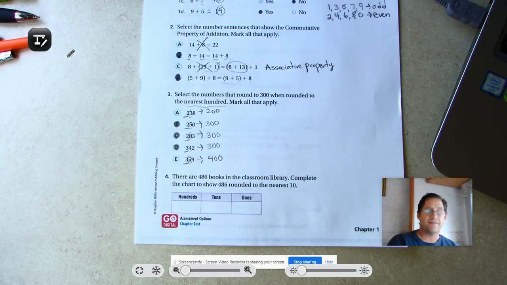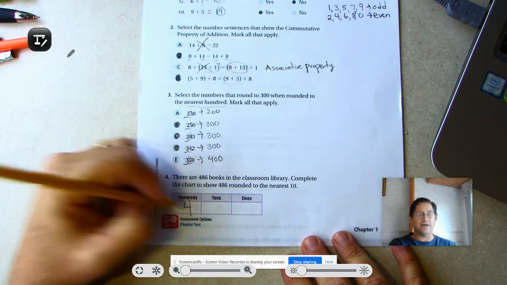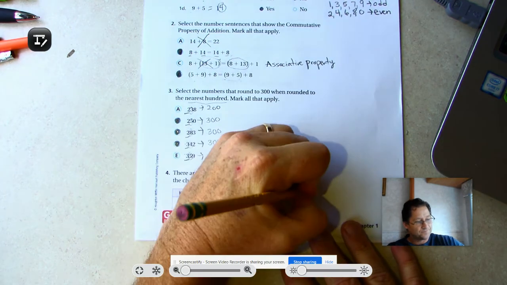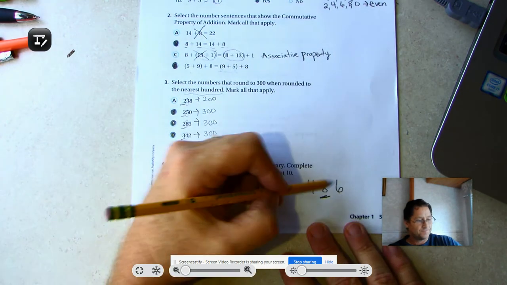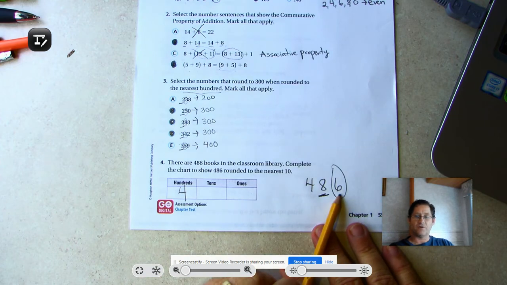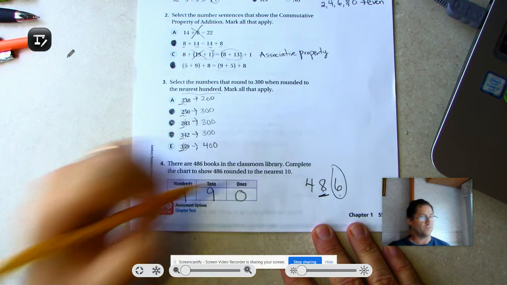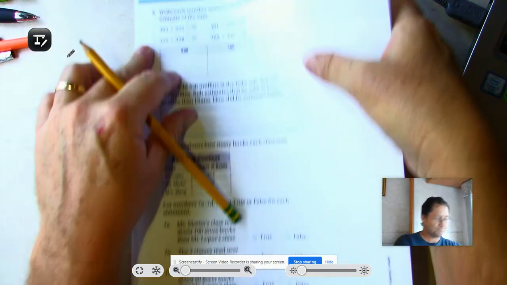All right, number 4. There are 486 books in the classroom library. Complete the chart to show 486 rounded to the nearest 10. So rounded to the nearest 10, the hundreds is not going to change. 10 is what I want to round to. So I look to the digit to the right. This is 5 or greater, so this increases by 1. So 490.